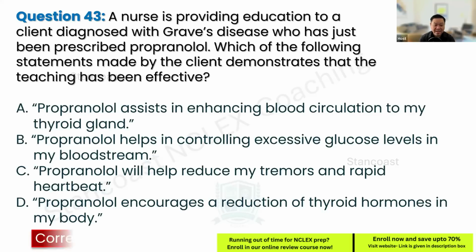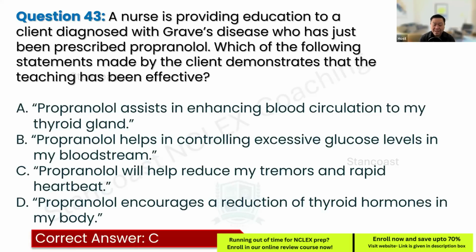The correct answer here is letter C. We know that propranolol functions as a beta blocker that can reduce the heart rate and also mitigates the tremors. So if you selected letter A, this is incorrect. Propranolol lowers blood pressure but does not enhance blood flow to the thyroid gland. Letter B is also incorrect because propranolol does not aid in preventing hyperglycemia. And D, propranolol does not facilitate a decrease in thyroid hormone levels.